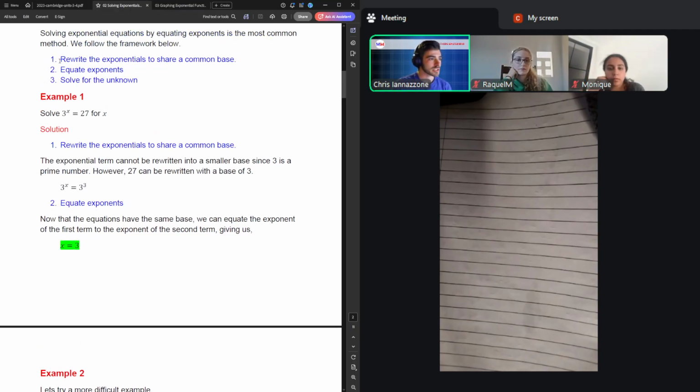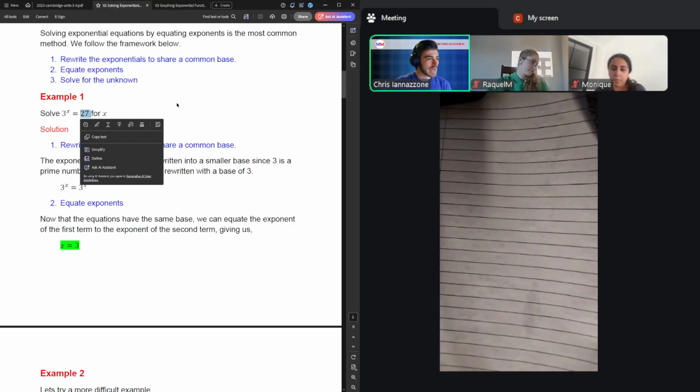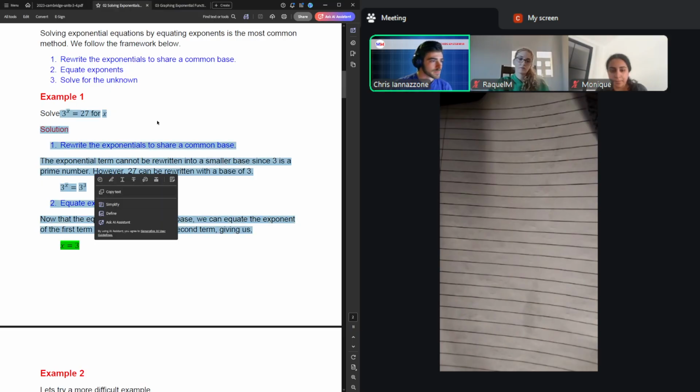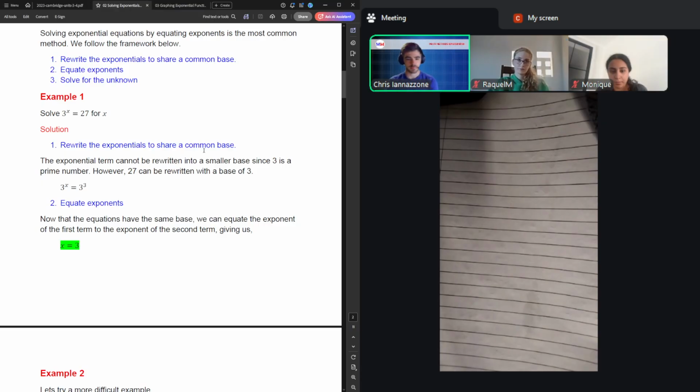So essentially what we're trying to do using this approach is to rewrite any exponentials in our equation to share a common base and any other constants as well. We try to write them in exponent form. As long as everything shares a common base, they can then be directly compared. You equate the exponents together and you solve for whatever the unknown is. This is a pretty simple version of the approach. Any questions as to how that works so far?